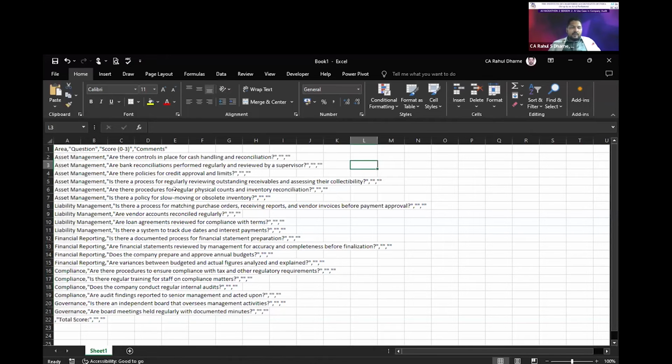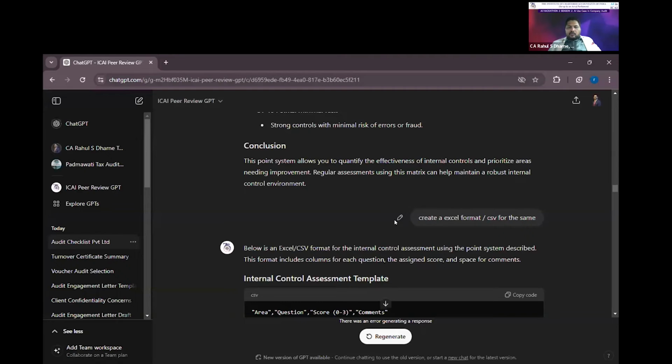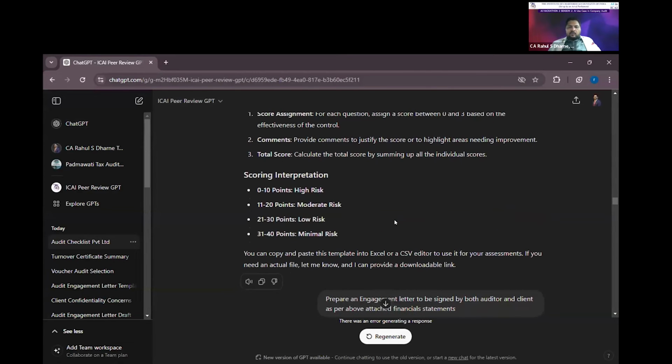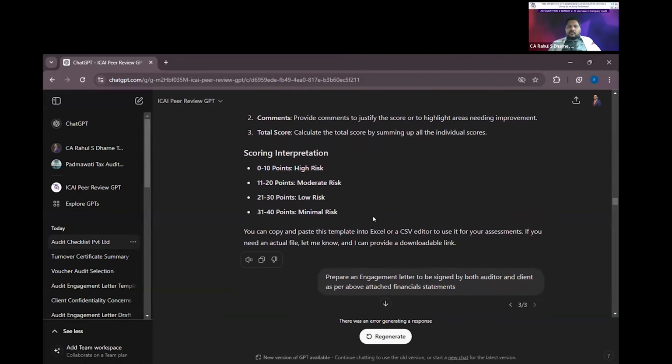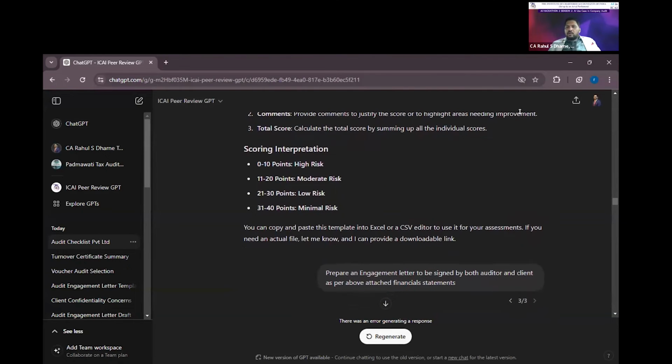In this Excel file, we can provide the relevant score in front of each question, and we can take the total, and as per the given total, we can have the interpretation. The same interpretation I have already shared in the previous prompt.